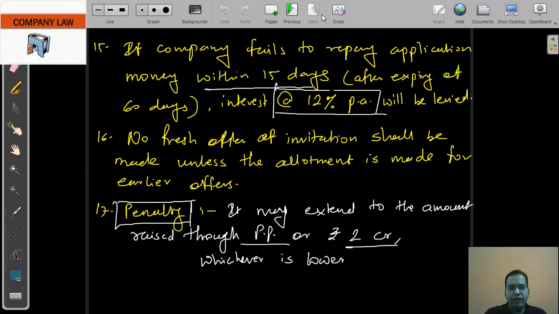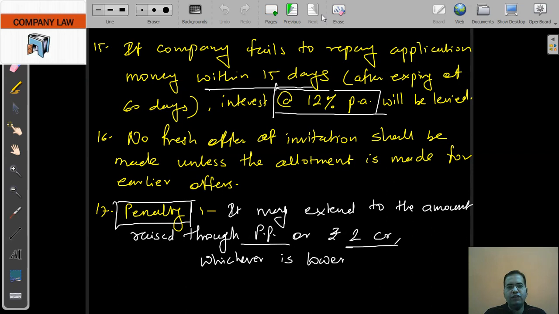It related to the prospectus, types of prospectus, matters related to the prospectus, liability in case of misstatement, and last but not the least, part B, that is private placement. So with this, we have completed chapter 3.